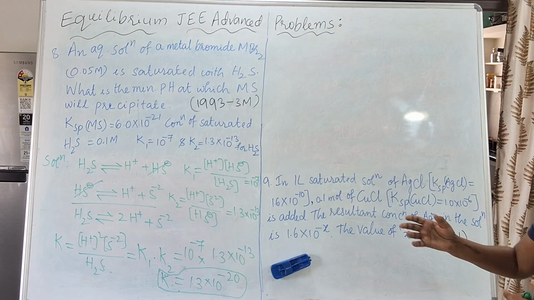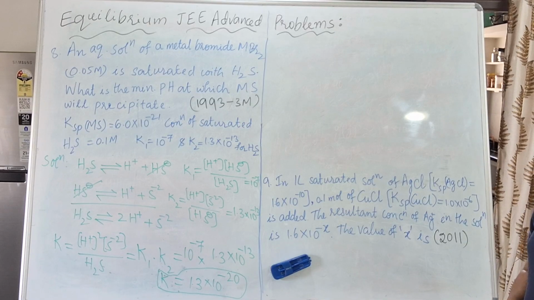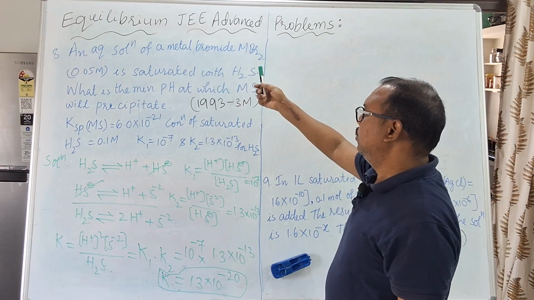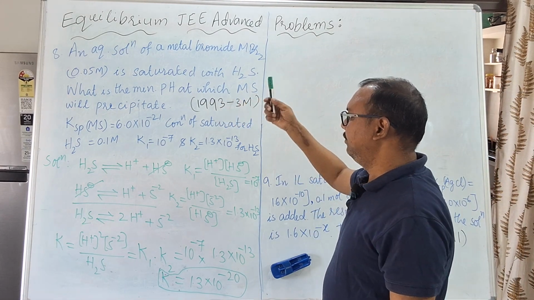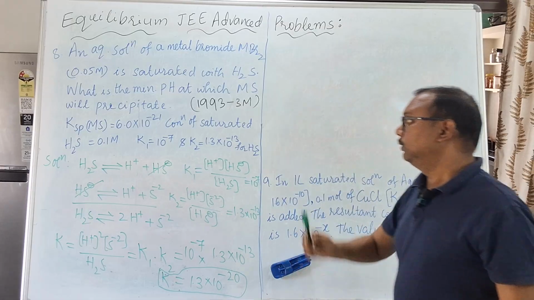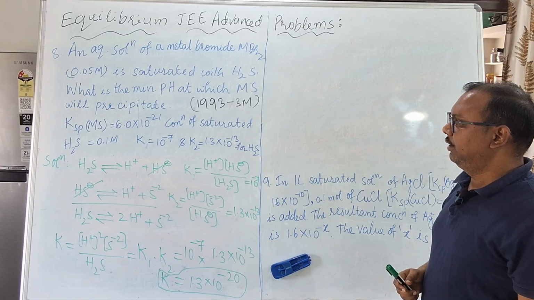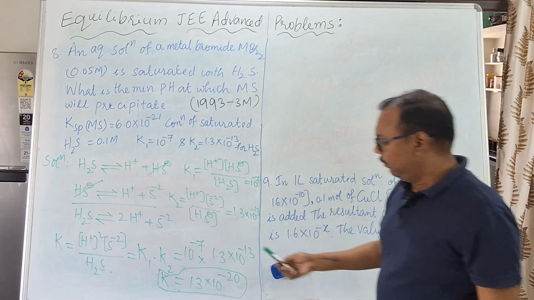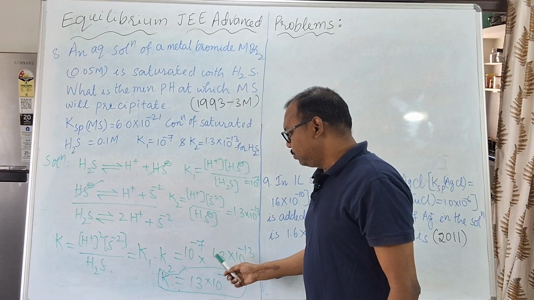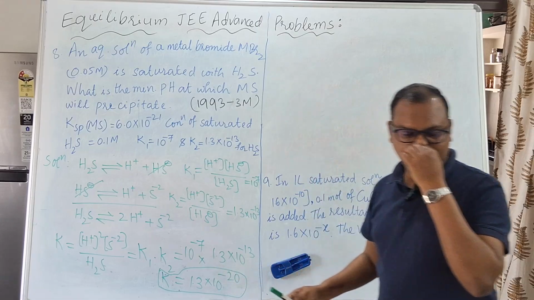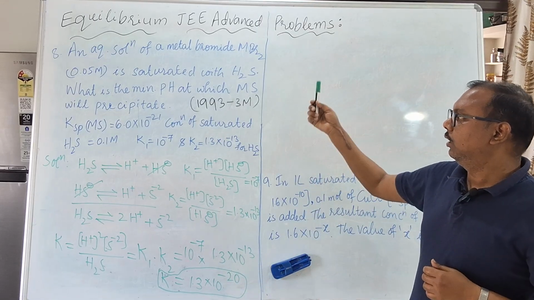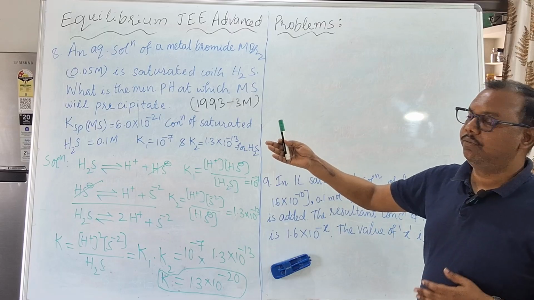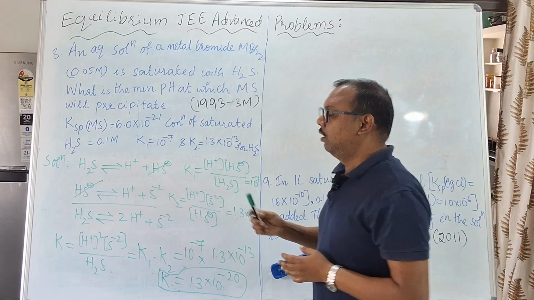But what are they asking here? An aqueous solution of metal bromide is saturated with H2S. What is the minimum pH at which MS will precipitate? They are asking this question. Now, 1.3 into 10 power minus 20 is the overall equilibrium constant for dissociation of H2S. But from the metal sulfide, we require the concentration of sulfide.